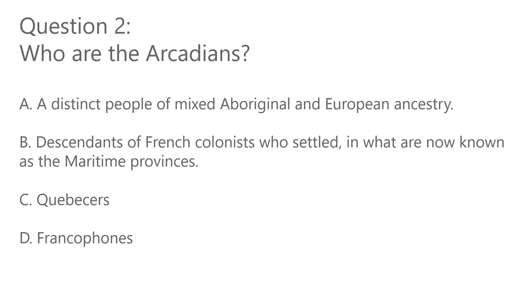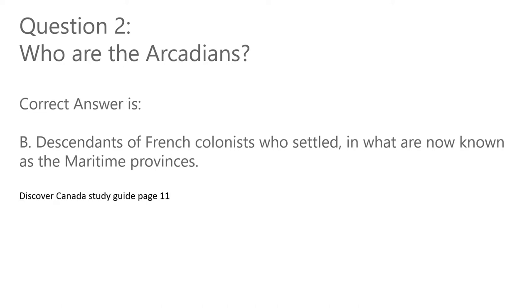Question 2. Who are the Arcadians? A. A distinct people of mixed Aboriginal and European ancestry. B. Descendants of French colonists who settled in what are now known as the Maritime Provinces. C. Quebecers. D. Francophones. Correct answer is B. Descendants of French colonists who settled in what are now known as the Maritime Provinces. Discover Canada Study Guide, page 11.